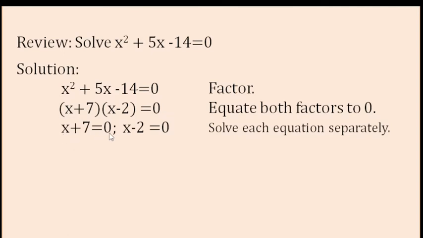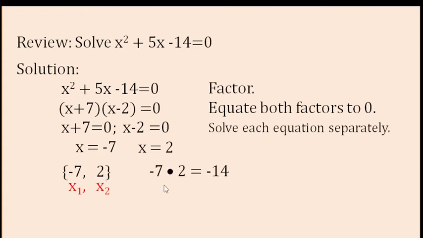So x plus 7 equals 0. If we subtract 7 from both sides, we have x equals negative 7. For our second equation, if we add 2 on both sides, we have x equals 2. Now, the two roots are negative 7 and 2. We will let negative 7 be our first root, x sub 1, and 2 be our second root, x sub 2. Now, we are going to multiply these two roots, negative 7 and 2.